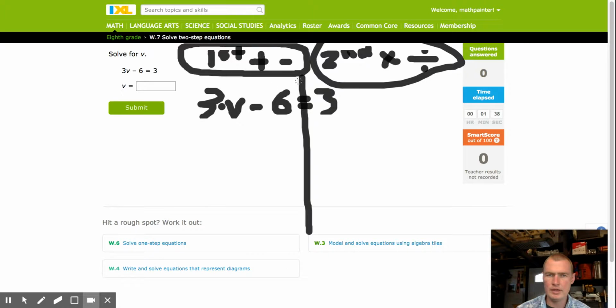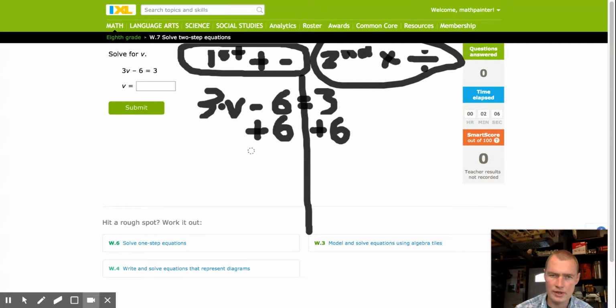All right, so what we have to determine right now is, do we divide by 3 first, or do we add 6? Because remember, we want to get the v by itself. There's two numbers bothering it. Let me go back to my notes. Oh, first, add and subtract. So I think we're going to go ahead and add the 6, which is the opposite, to make that go away. But whatever you do to one side, you must do to the other side.